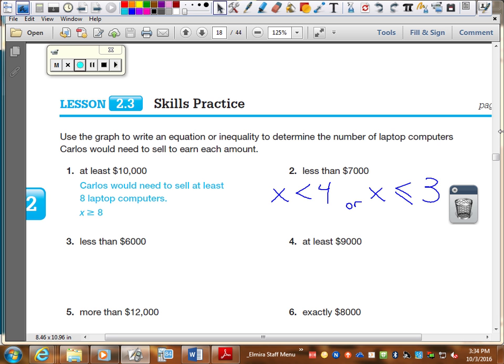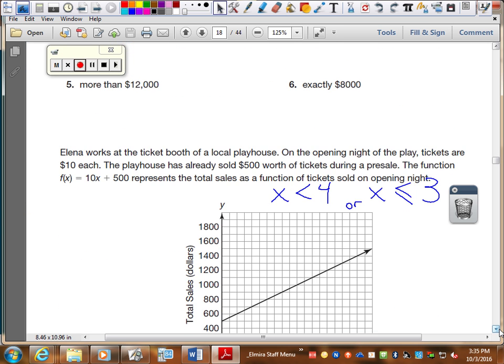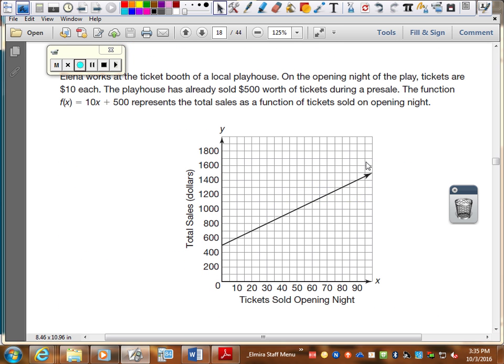Then down here at the bottom again, at the bottom of this page, after we're done answering 1 through 6, we have another graph. This graph is about Elena working at the ticket booth of a local playhouse. On the opening night of the play, tickets are $10 each. The playhouse has already sold $500 worth of tickets during a pre-sale. So we've got a function here. $10 each is our rate of change. $500 is what they're starting with from pre-sale tickets. We can see the 500 on the graph. And we're going up by $10 each time we're going up.